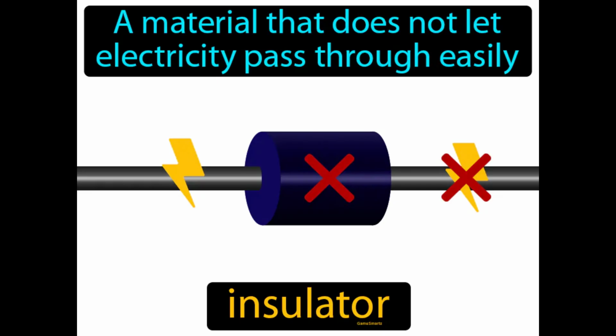A material that does not let electricity pass through easily. Insulator. An insulator is a substance that stops electricity or heat from moving through it.